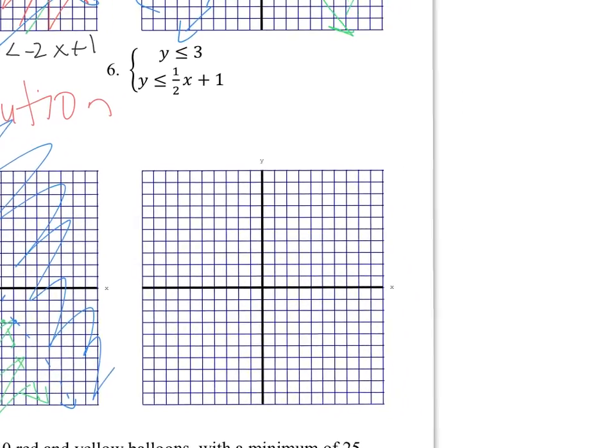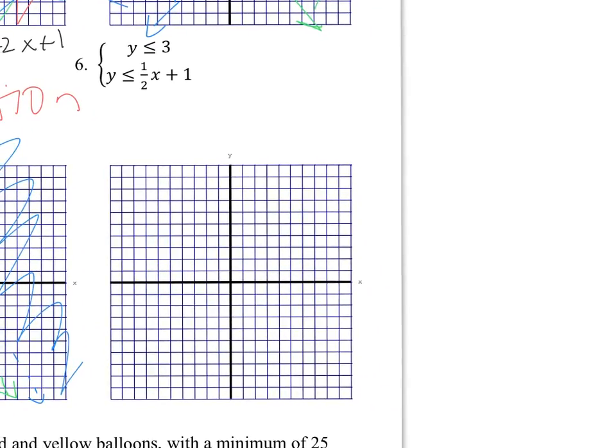Next equations. Already has y by itself. So first one, y is 3. When I just have one variable and just one number, I go to wherever that number is. So in this case, y is 3. Here's where y is 3, right here. And the tick mark for y goes left and right. So the line for y goes left and right. So this is the equation of y equals 3.